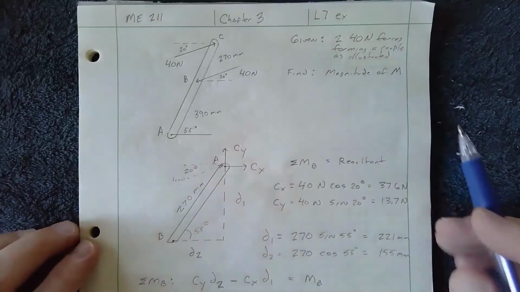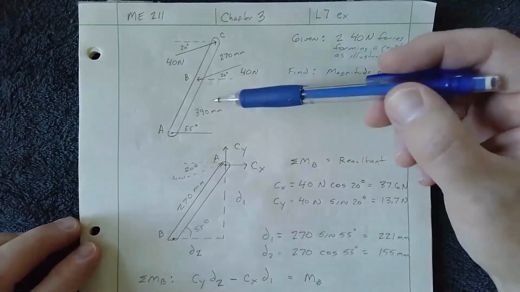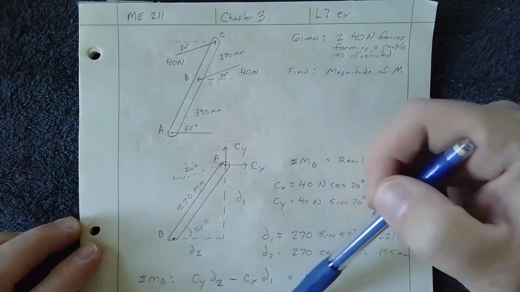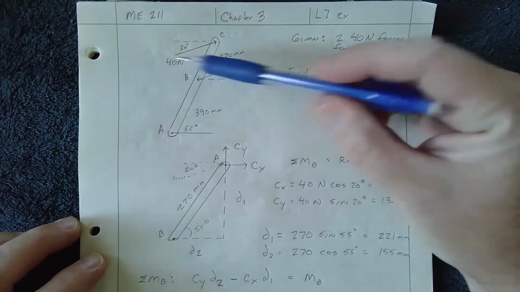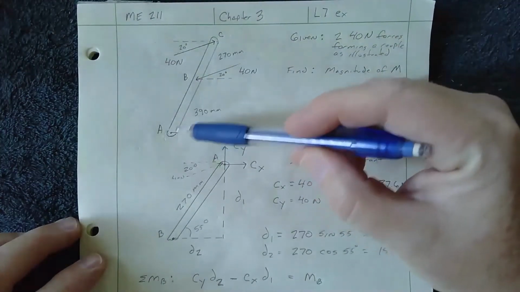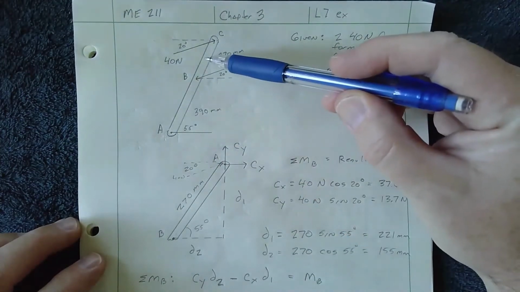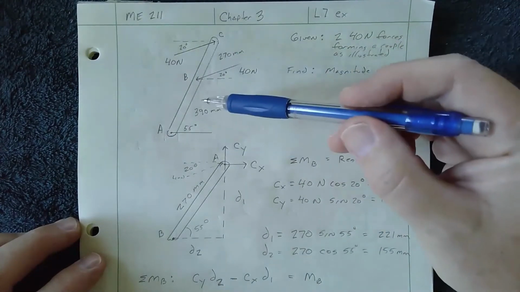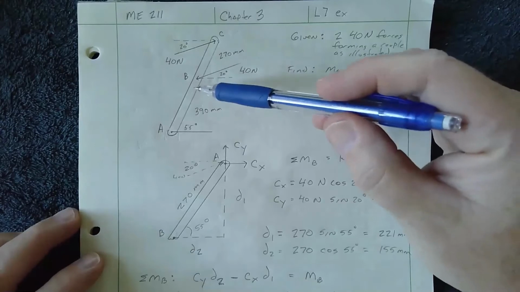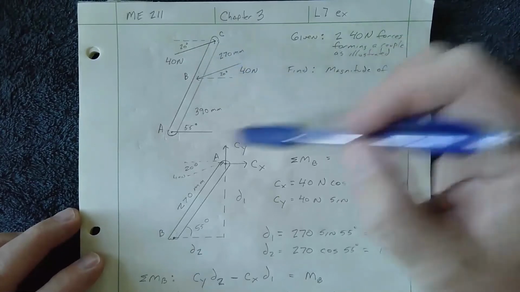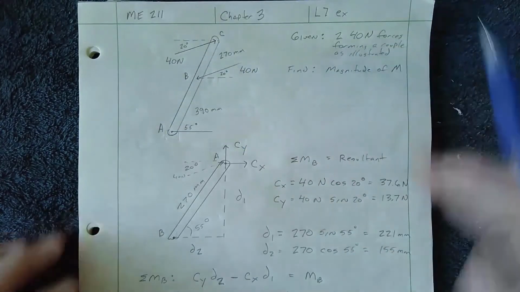Now remember that this couple is a free couple, or a free moment. So that means that there's a 6.2 newton meter clockwise rotation trying to make this whole bar from A to C rotate. Okay, it's not fixed to any one point. And that's a major concept in this chapter of understanding moments, is that they're free. They want to make the rigid body rotate.